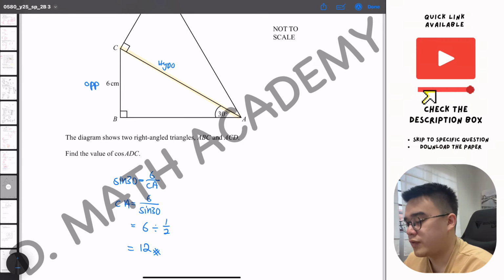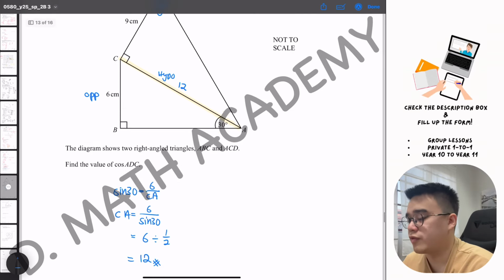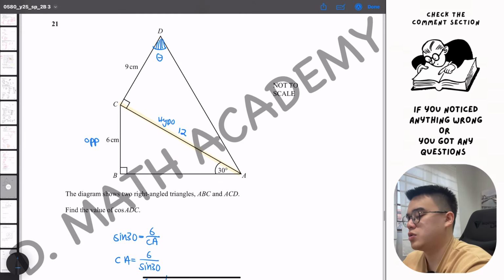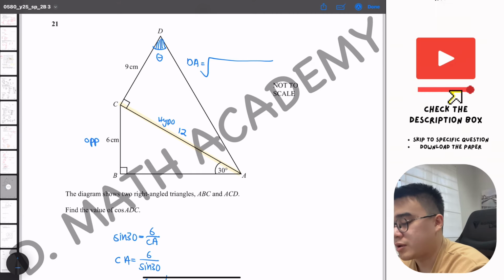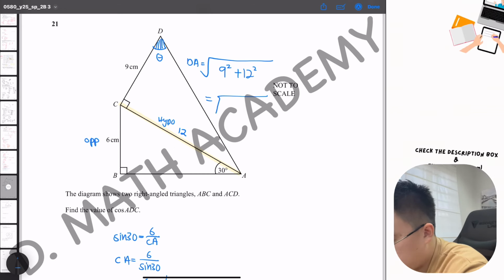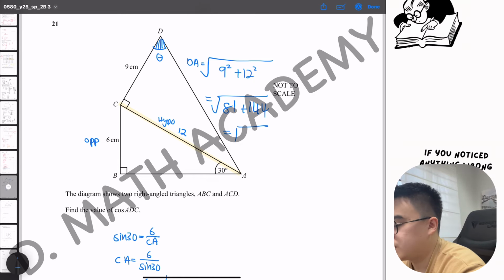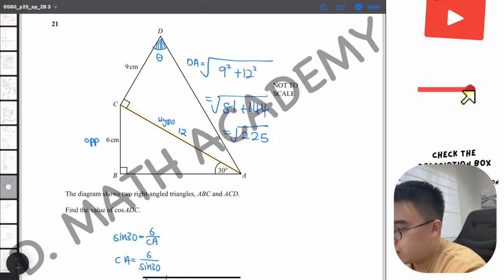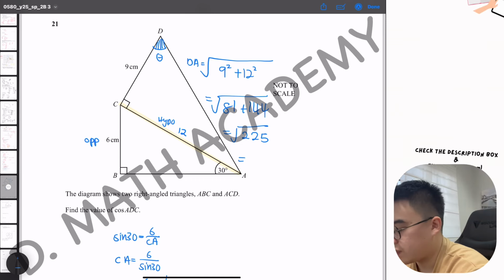Okay, having the 12 here is not enough because I have to find the hypotenuse of this. So hypotenuse is referring to DA. Using Pythagoras theorem, I have to do 9 squared plus 12 squared. 9 squared is 81, 12 squared is 144. When these two add up, I will get 225, I think. Is it 225? 225 is actually 15 times 15.